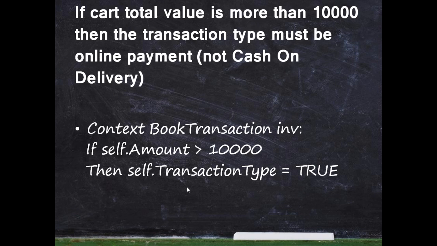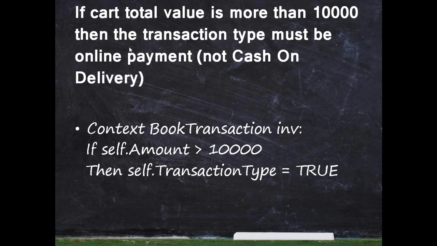If the cart value is more than 10,000, then the transaction type must be online payment, meaning not cash on delivery. We take transaction type true as online payment and false as cash on delivery. So when the amount is greater than 10,000, we will only accept the transaction type as online payment, meaning transaction type should be true.